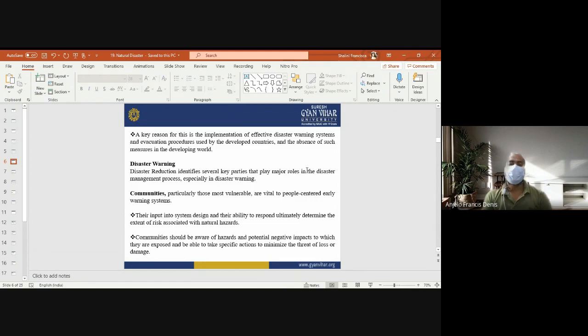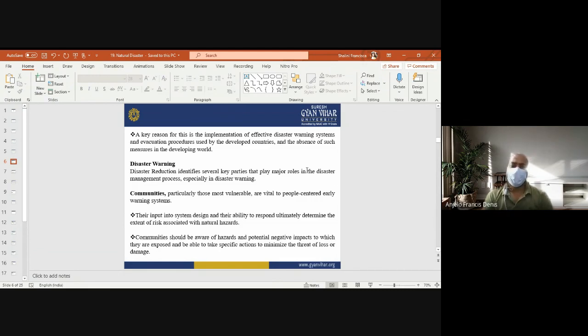So next is disaster warning. Disaster reduction identifies several key parties that play a major role in the disaster management process, especially in disaster warning. So we'll discuss the major role player parties in disaster warning. First one is community. The community is the part which is most vulnerable and is vital to people-centered early warning systems. Their input into system design and their ability to respond ultimately determine the extent of risk associated with natural hazards.